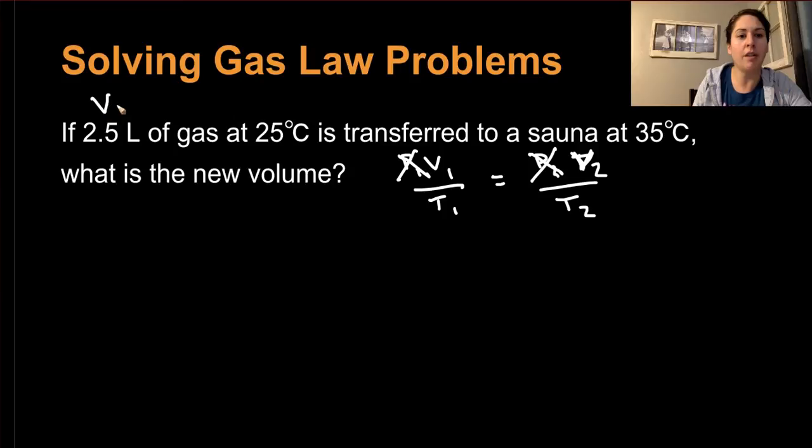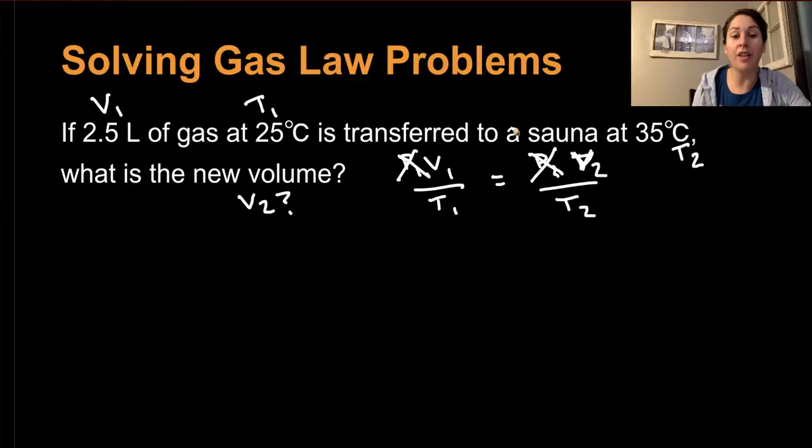So this has to be V1, and V2 is what we're looking for. And then it's if 2.5 liters of gas at 25 degrees Celsius, this is going to be T1. And then we're going to transfer it into a sauna, so that has to be T2. That's when it's been changed into something new.